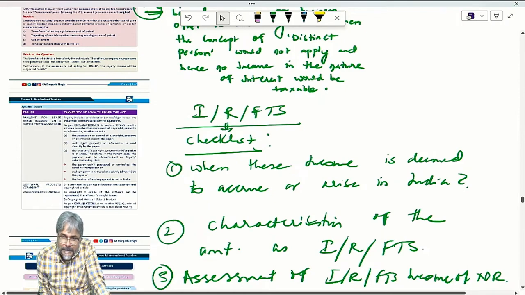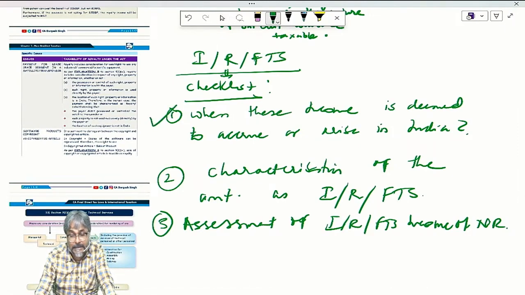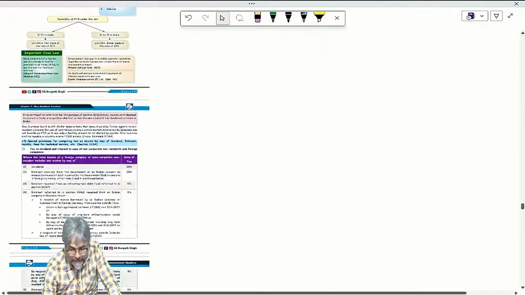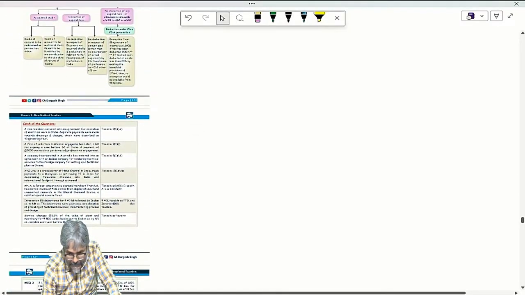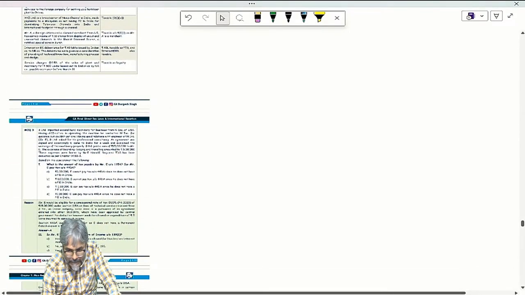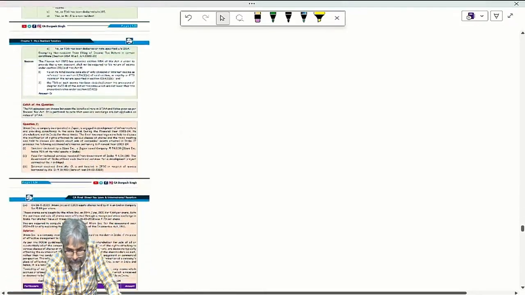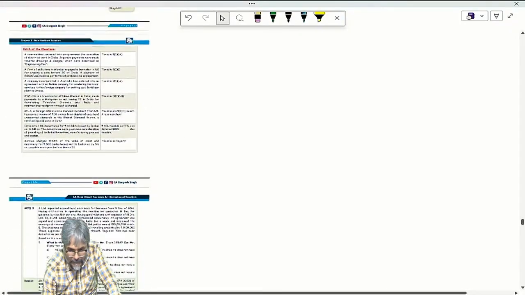These three things, students, you have to identify in the question, as to which one the question has been targeted at. I am telling you again and again, students, what we have discussed right now is the first one: when the interest, royalty and FTS income is deemed to have accrued or arisen in India. Is that clear to all of you, students? So identification is what will be required in this particular case, about whether the income will be deemed to have accrued in India or deemed to have accrued outside India. Okay?